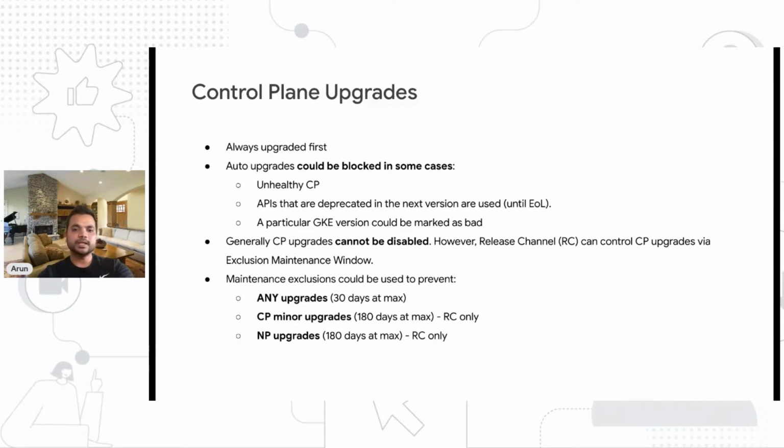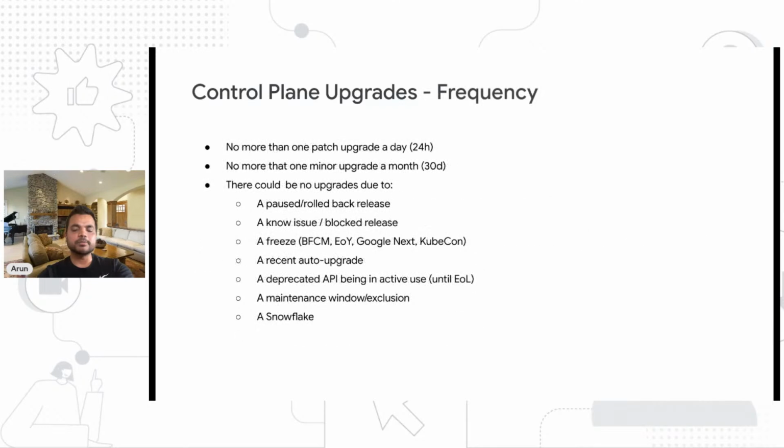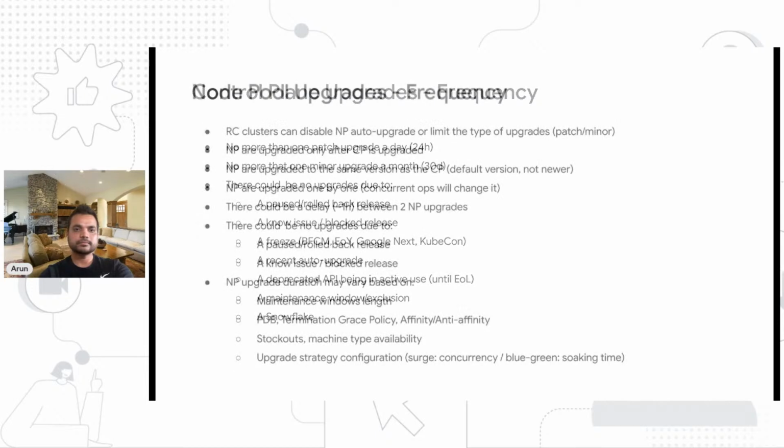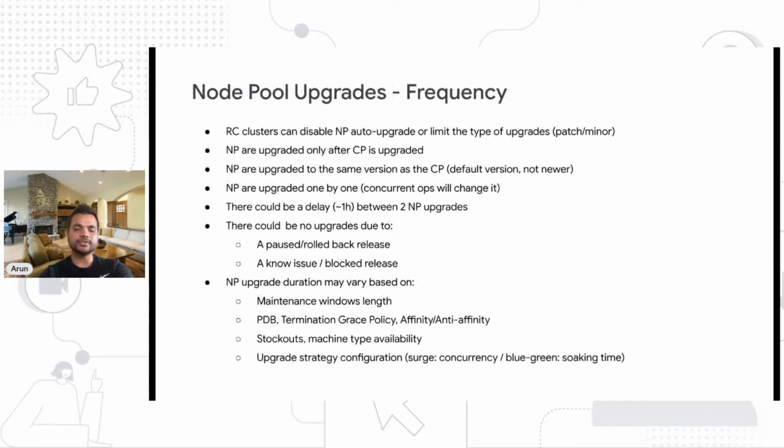And then about the frequency, these are the patches. We do not upgrade your clusters more than once within a 24 hour period, and one minor upgrade a month. So these are again the limitations on when we do not upgrade your clusters. And these are the node pool frequency. First, the control plane is upgraded, followed by node pool upgrades.